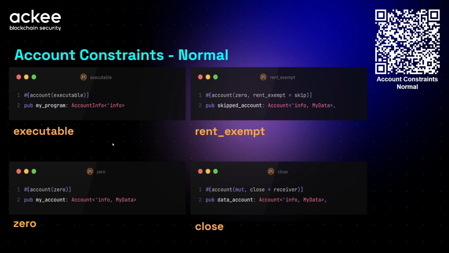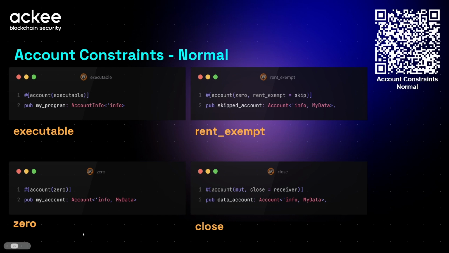Another normal constraint is executable. This is not a common constraint, but it can be used. But I would say more often you will see the program type with some kind of specified program or interface. Then we have rent exempt, which is also not that common, as currently all of the Solana data accounts are required to contain rent exempt. So that's the rent for I think 2 years. But for some temporary accounts you might need this constraint.